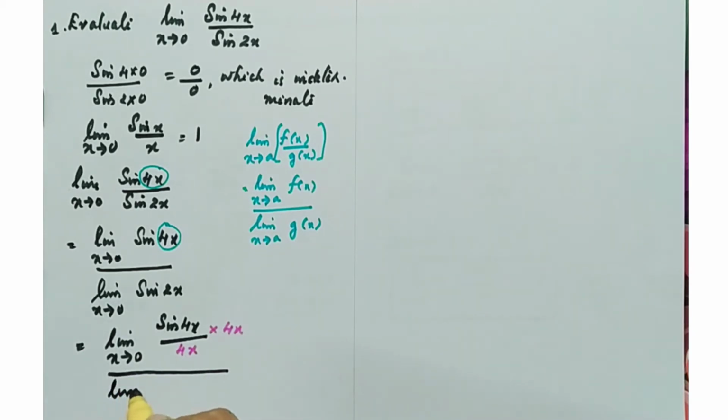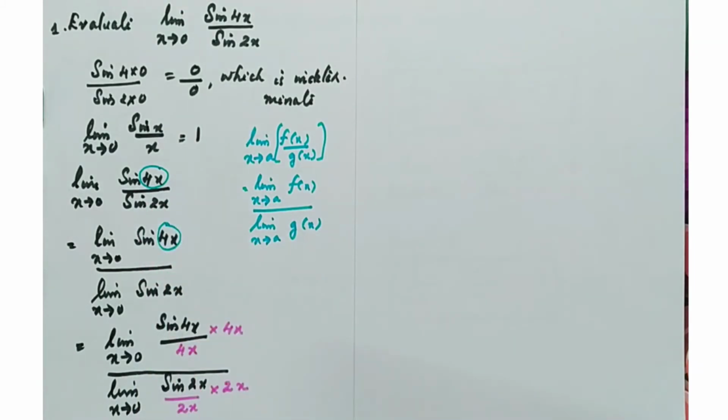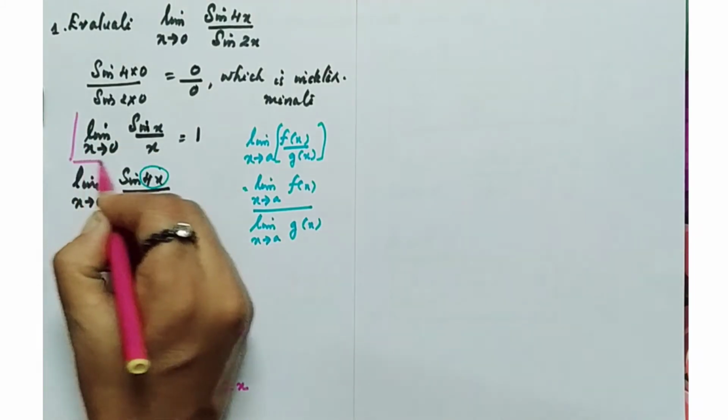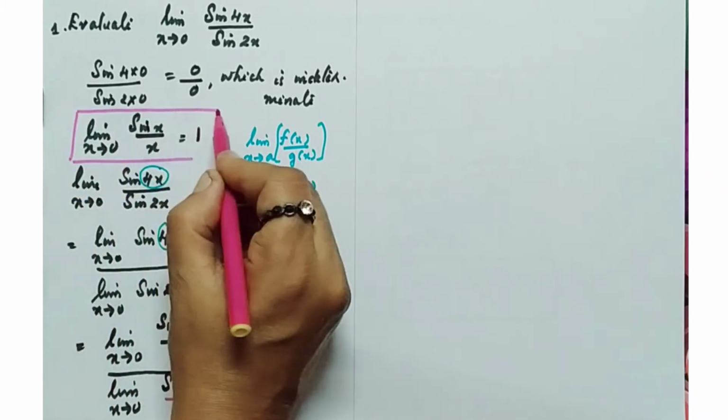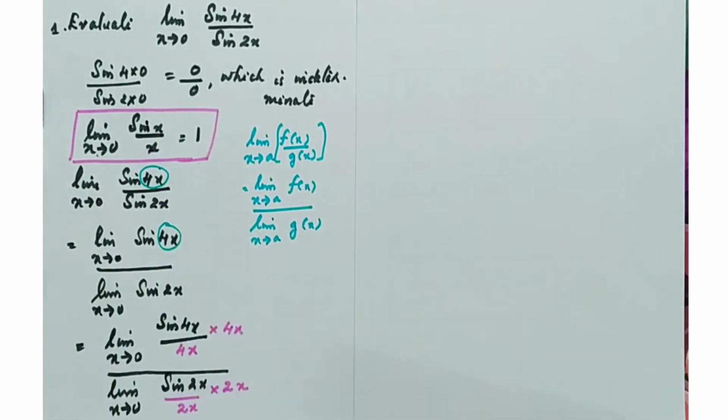Limit x tends to 0, sin 2x in the denominator. So I am going to divide by 2x, and for not to change the value, multiply by 2x. Why? Because the same 2x needs to come in the denominator to apply the given result. This is our result: limit x tends to 0, sin x by x equals 1. You know that the same x comes to the denominator and that x needs to be set to 0.